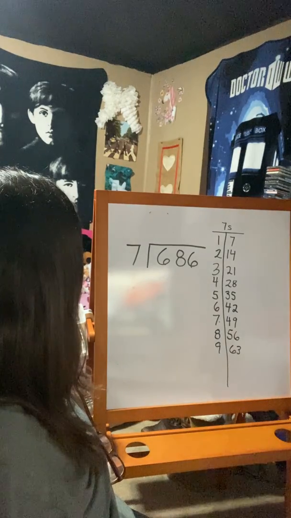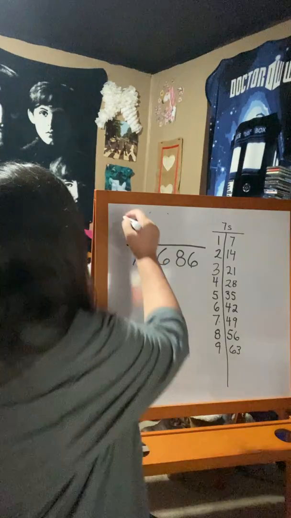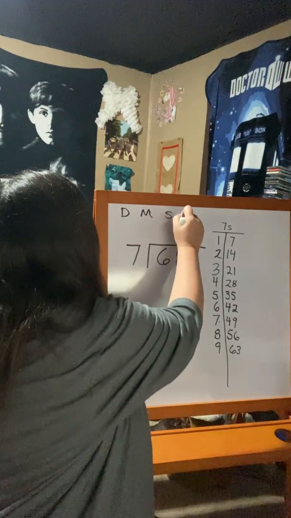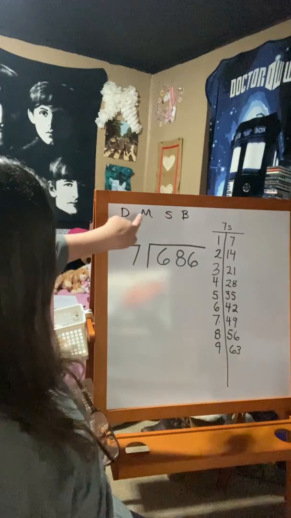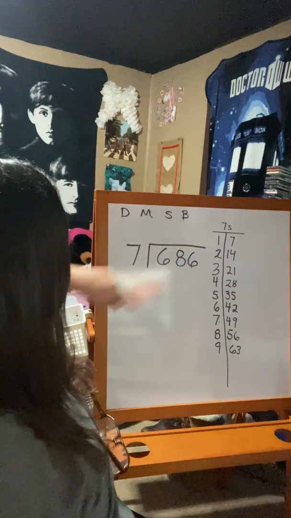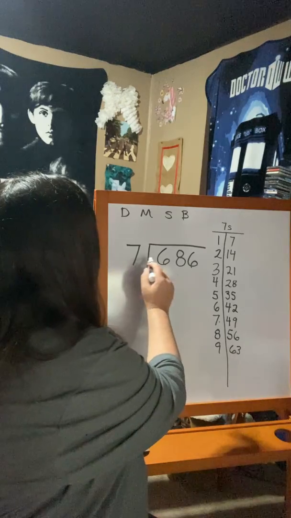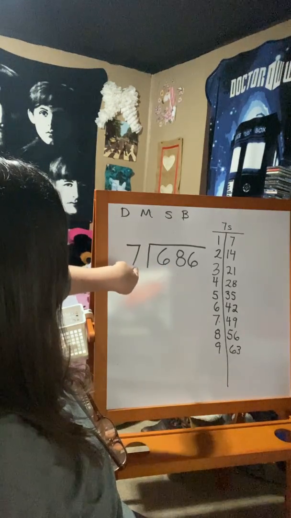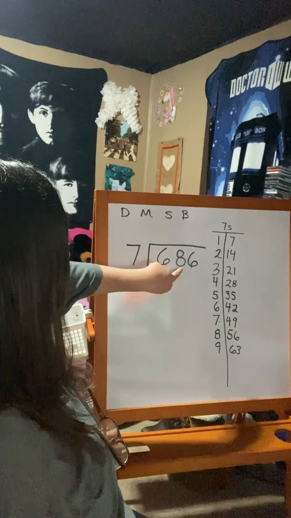So let's go ahead and tackle this problem. Remember, we divide, multiply, subtract, bring down. Divide, multiply, subtract, bring down. Okay, let's divide 7 into 6. Oh, we can't do that. 6 is smaller than 7. Okay, let's look at this part.